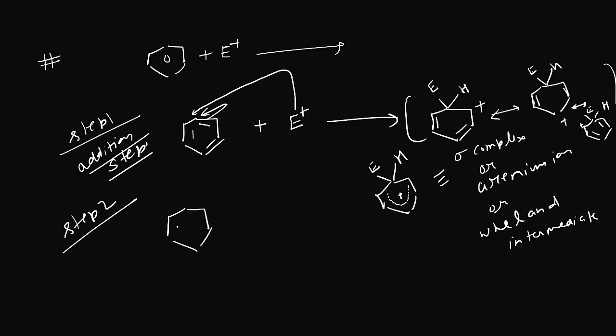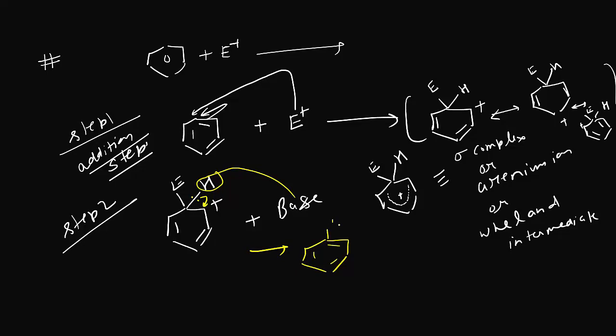Because here you can see aromaticity is not there. So to restore aromaticity, a base will come into the picture. The system must have a base. I'll show in different cases like halogenation, nitration, the presence of base there. So whatever base is present in the system will abstract this H. And this H will give its bond pair. As a result, you get the benzene ring back. So this is simply the elimination step.